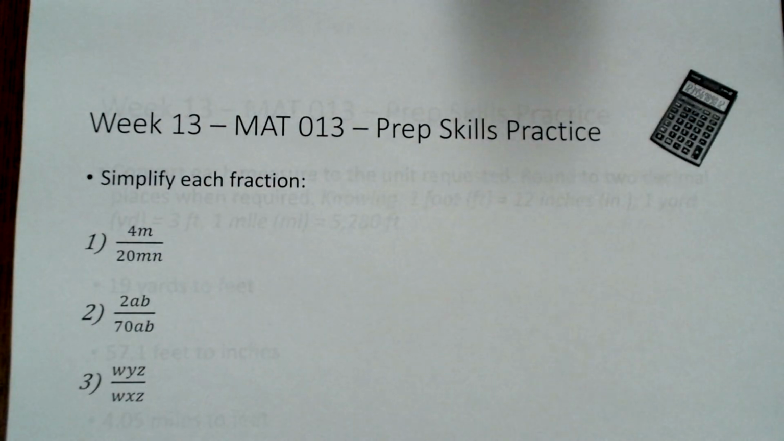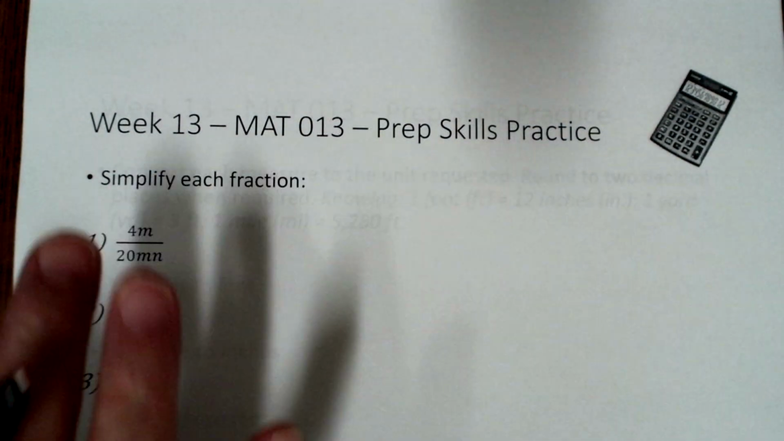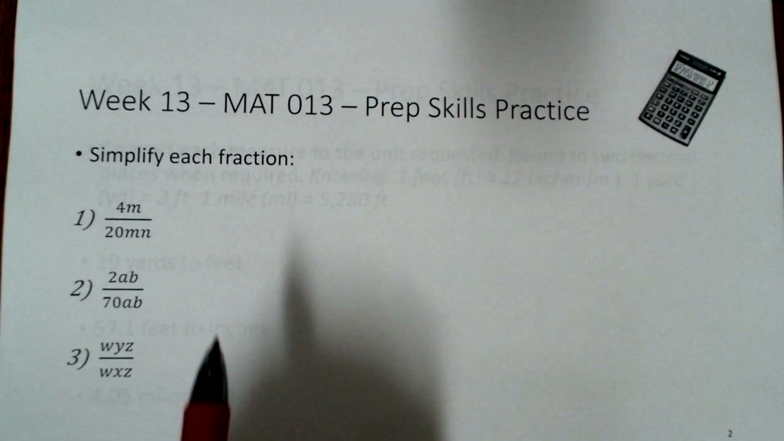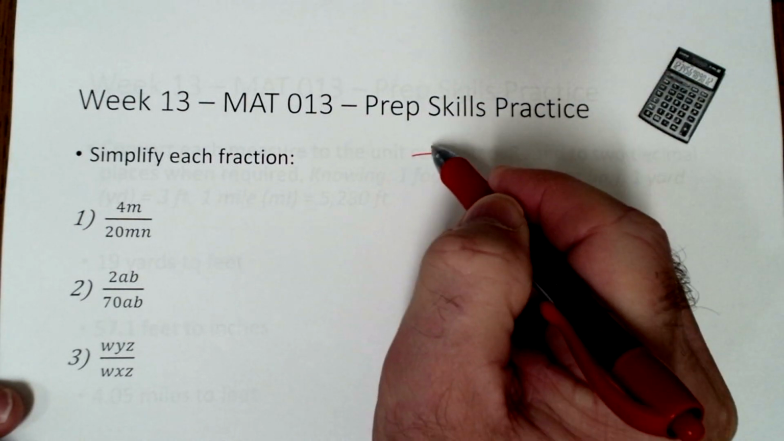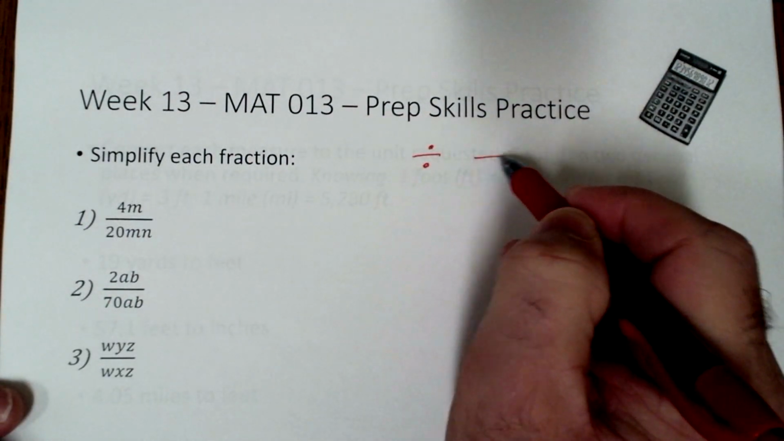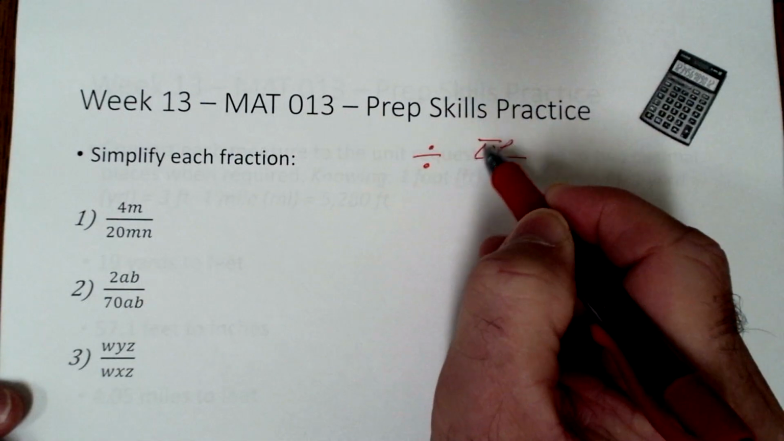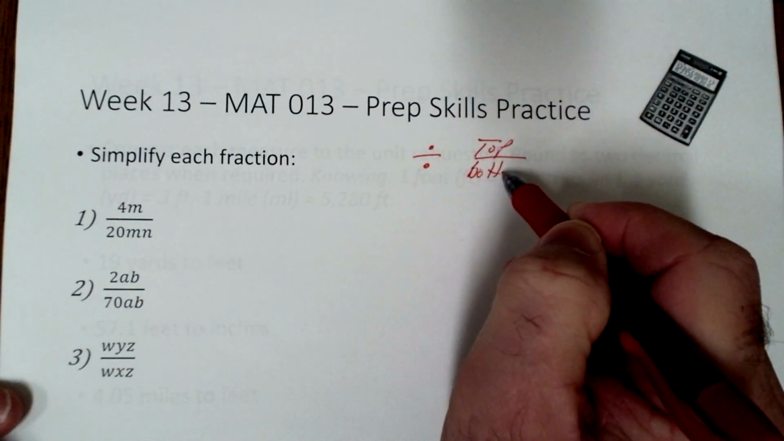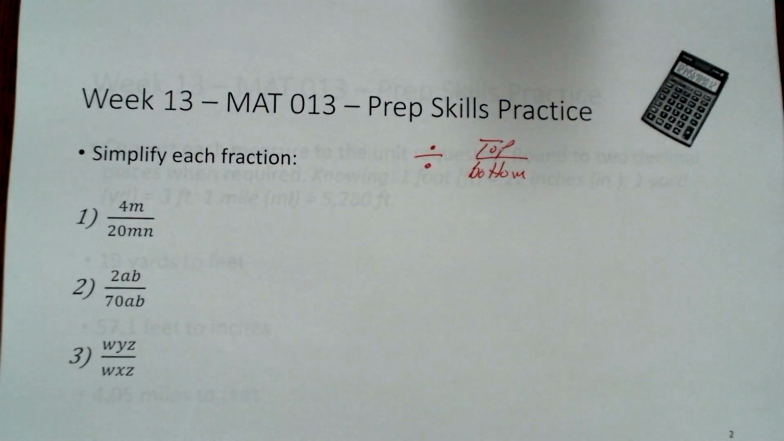All right, so we're going to divide out some common factors. Before we do these three problems, just as a reminder, our fraction bar means divide. And as a rule, we're always going to take the numerator, the top value, and divide it by the bottom value.